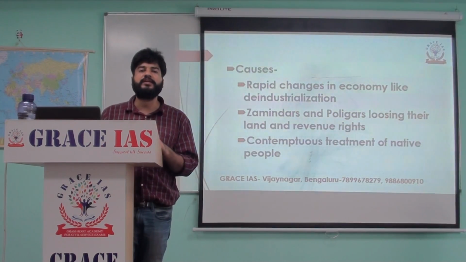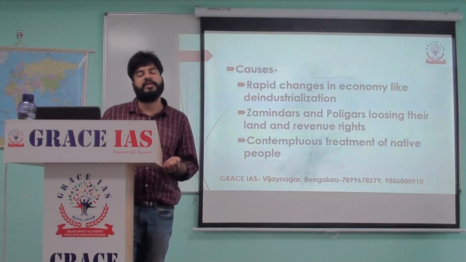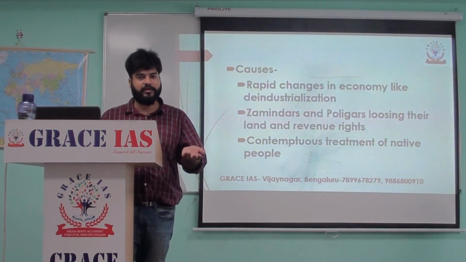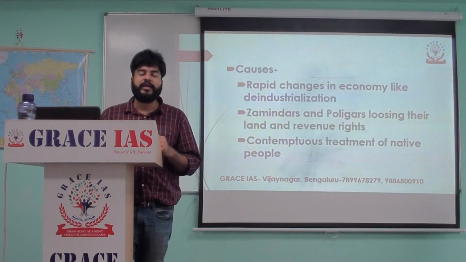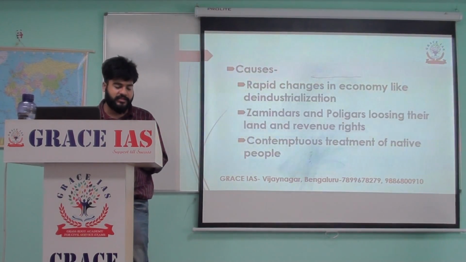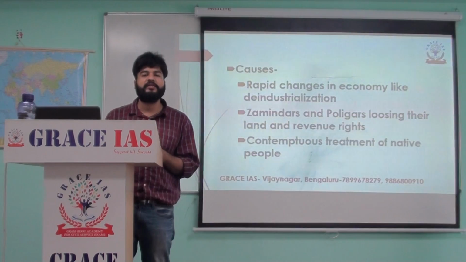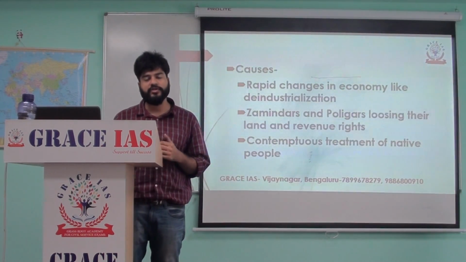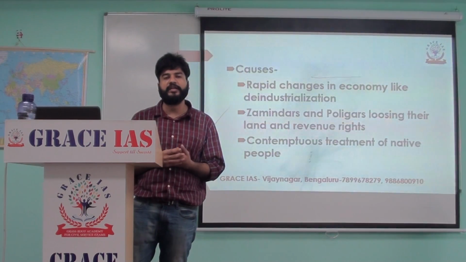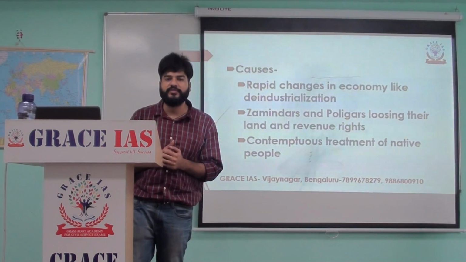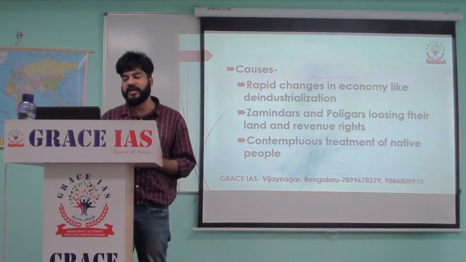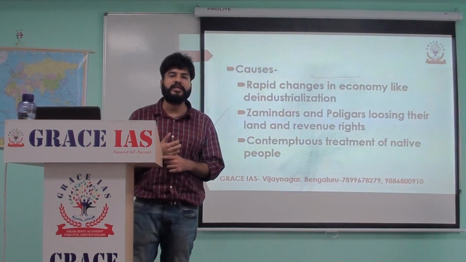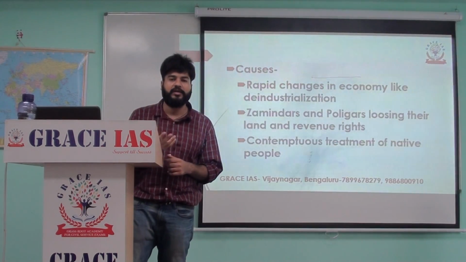The first cause is that there was rapid change in the economy, such as deindustrialization after the start of British rule. Especially it affected sections of society like artisans. They were rendered jobless and they had to migrate back to the villages. So there was huge distress in society due to the economic hardship they were facing. Then the zamindars and the polygars were losing their land and revenue rights, and because of this, they revolted against the British rule.